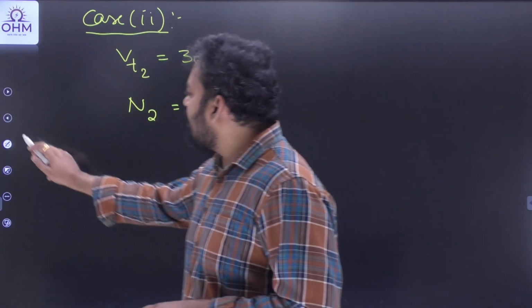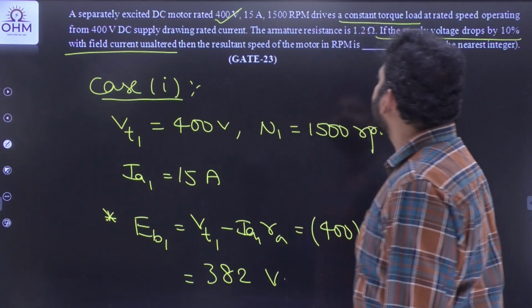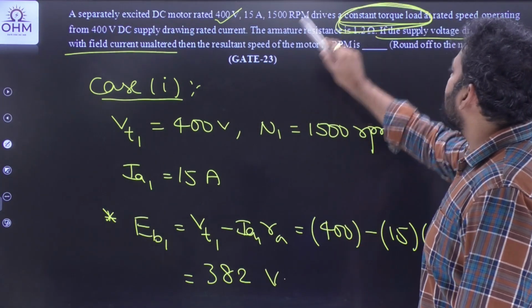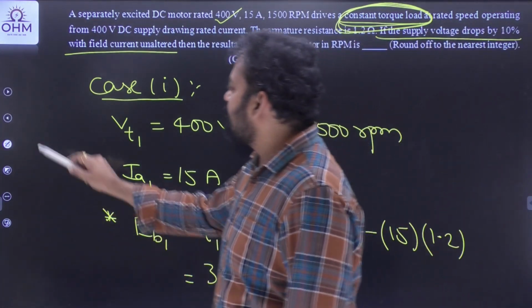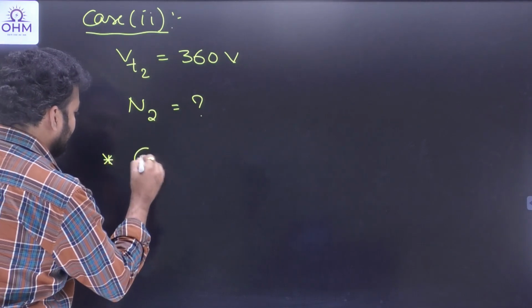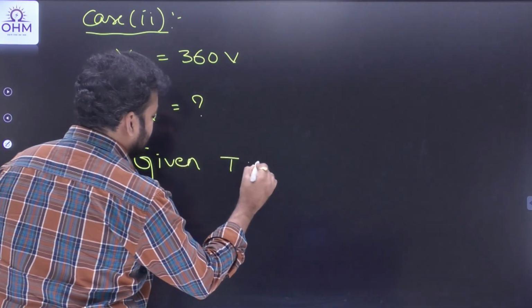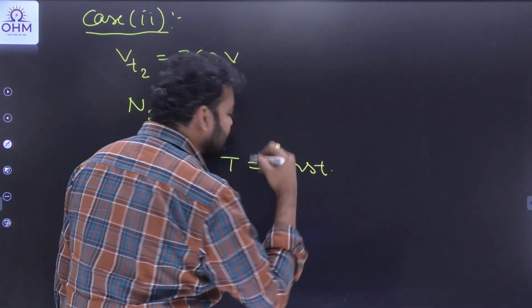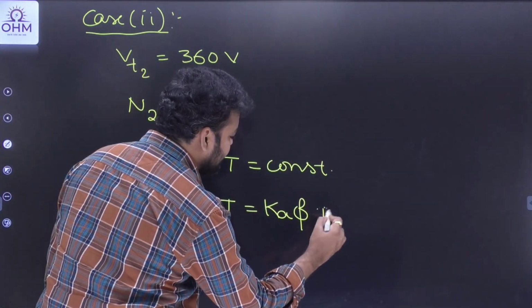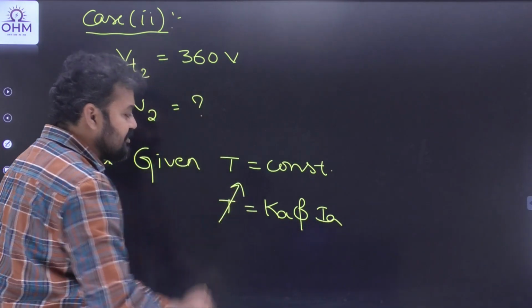To calculate a new back EMF, I need a new armature current. To find out new armature current, I have to use the condition given in the question. What is the condition? Machine is driving constant torque load. That is the condition given in the problem. Okay. What is the torque equation we know? It is given torque is a constant value according to the problem. But what is the torque equation we know? Ka phi into Ia. Torque is a constant value.